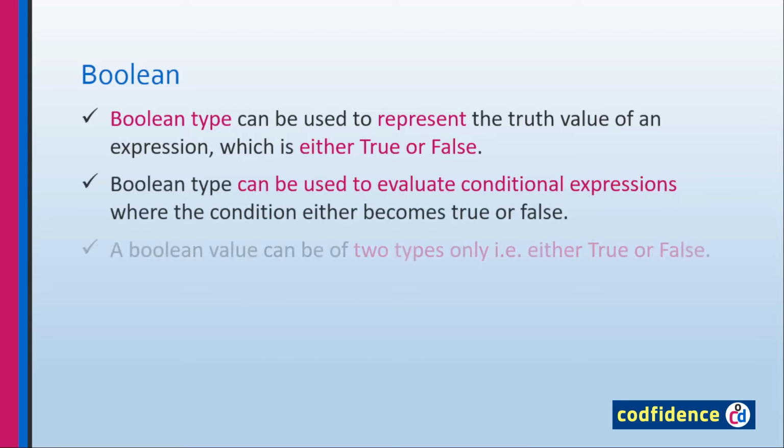Boolean type can be used to represent the truth value of an expression, which is either true or false. Boolean type can be used to evaluate conditional expressions where the condition either becomes true or false. A Boolean value can be of two types only, that is either true or false.